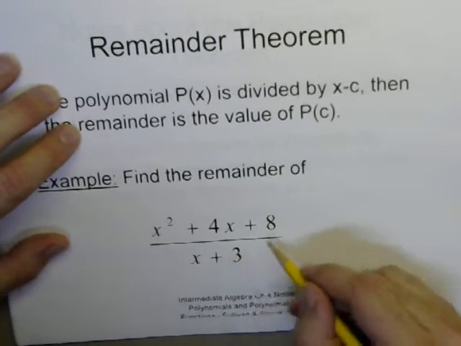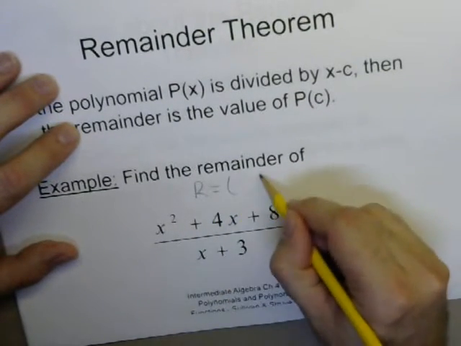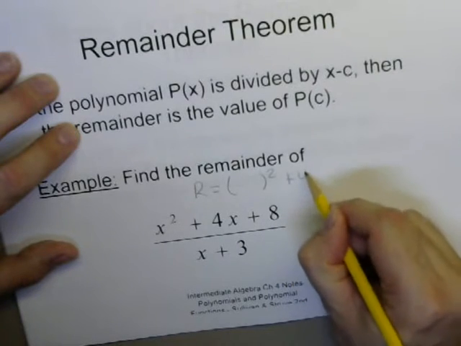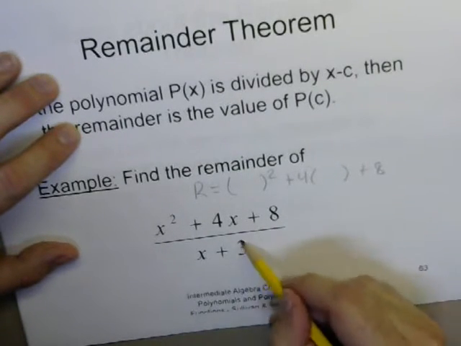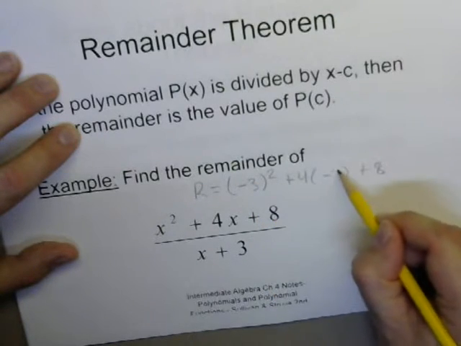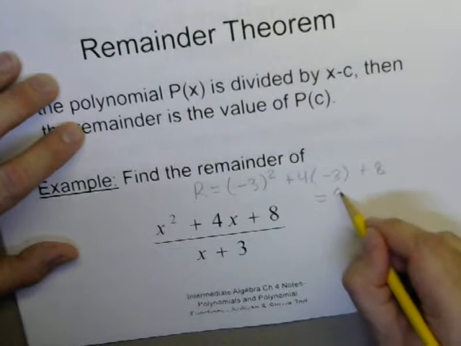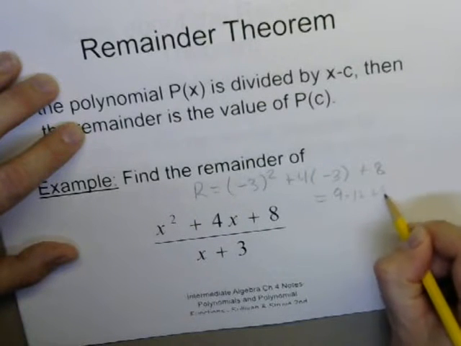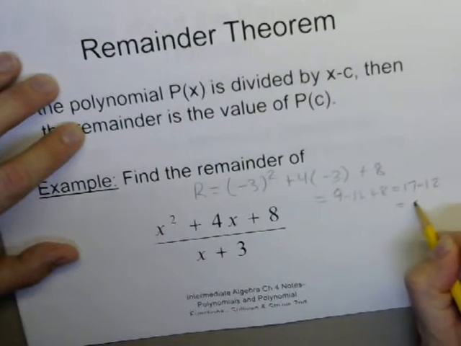So what I can basically do in this case is if I want to just find the remainder, right, the remainder should be the function on top, the function I'm dividing into, or the dividend, in other words. Take this number, change its sign, and just stick it in for the x on top, right? So if I do that, I'll get 9 minus 12 plus 8. So that gives me 17 minus 12, or 5.